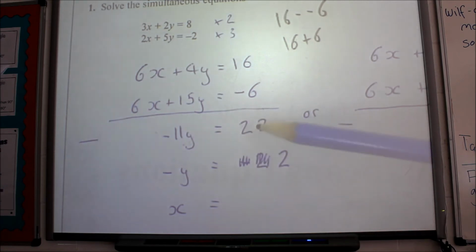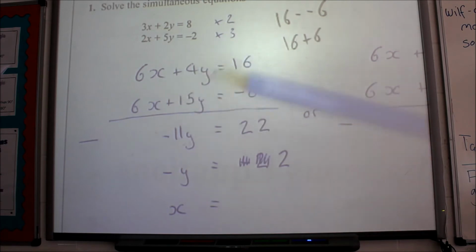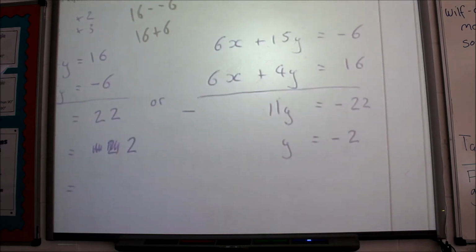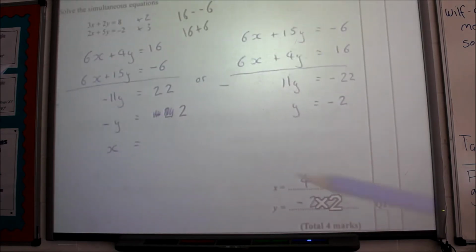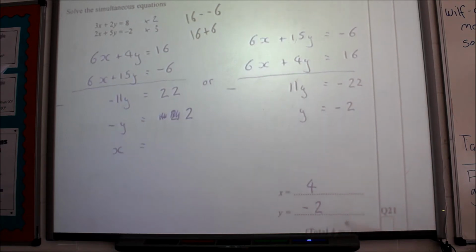What I did though on this one, because I don't like having a negative 11y, is I flipped these the other way up. So if you move over here, I've actually put that one on top. So let's just move to this one a moment. I'll zoom out so you can see both, because both will work. So I've subtracted, so I've done 15 take away 4, which is 11y, and minus 6 take away 16, which is minus 22. So divide both sides by 11. Y equals minus 2, which is what I've got in one of my answers.